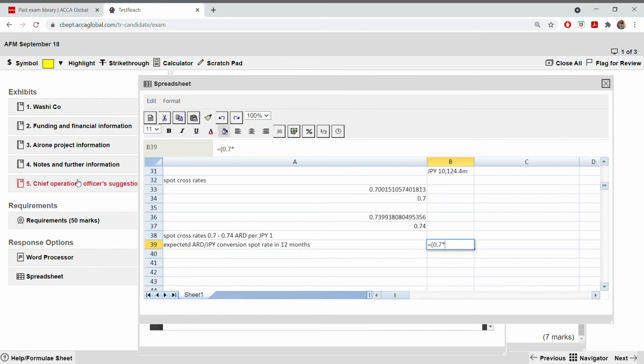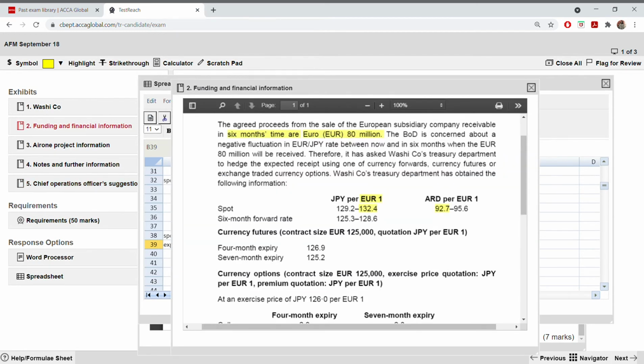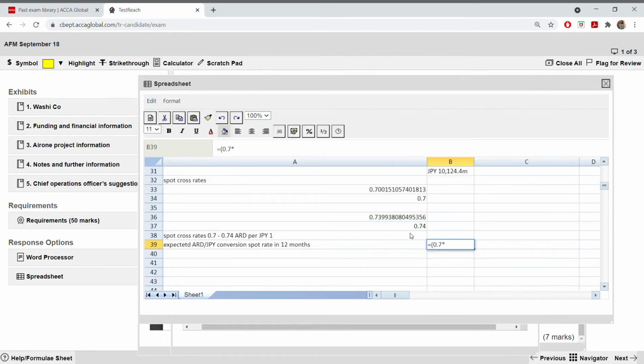Okay, so here go to here, euro. Now just you can write a table also here, ARD per 1 Japanese yen. So you need ARD, right? You have to sell the Japanese yen to get buy your ARD. So sell Japanese yen at a lower rate. That's why you are selling it at 0.7. That's why you are using 0.7. Okay, not 0.74.